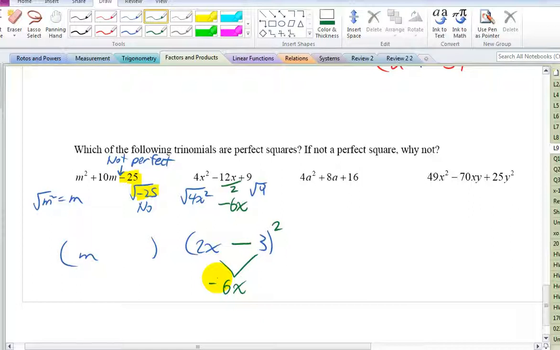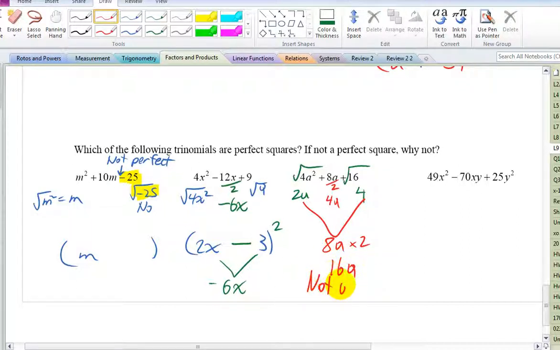Okay, next one. Can you square root 4a squared? Yeah, what does that equal? 2a. Square root 16? You get 4. What about divide 8a by 2? What do you get? 4a. Do we have a problem here? Well, what if you multiply those together? How many a's should you get? And then double it, what would you get? Yeah, so it's not a perfect square. And that's because the middle term isn't correct for it. Okay.